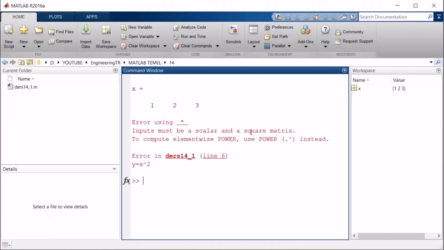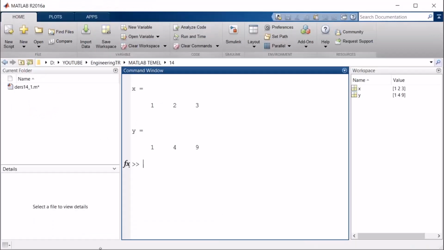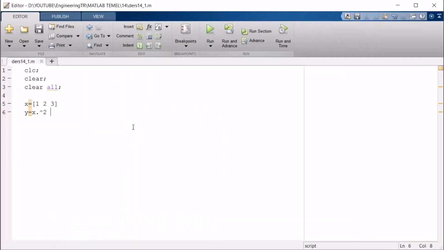Look here. It says the matrix dimensions must be equal. Already here it suggests you put a dot for it. Therefore, we put a dot before these operations: y equals x dot multiply x, dot square. And now we get x squared the same way, as you can see.